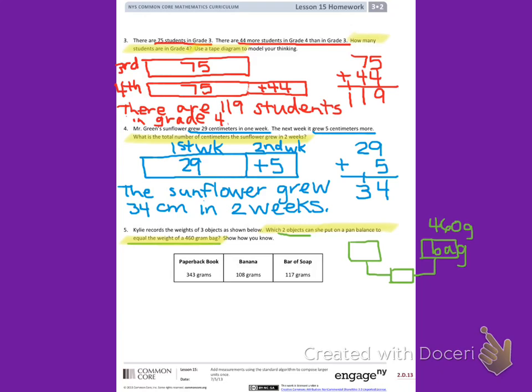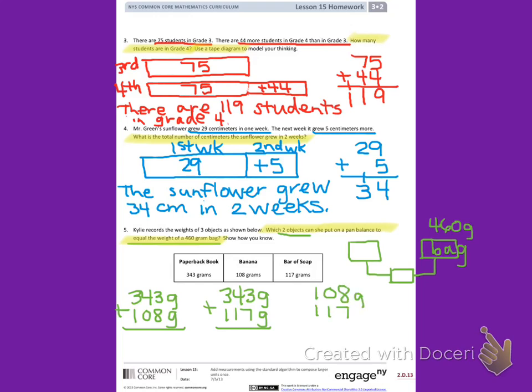So we should add up the paperback book, which is 343 grams, and the banana, which is 108 grams. We should also add up the paperback book, which is 343 grams, with a bar of soap, which is 117 grams. We should add up the banana, which is 108 grams, with the bar of soap, 117 grams.